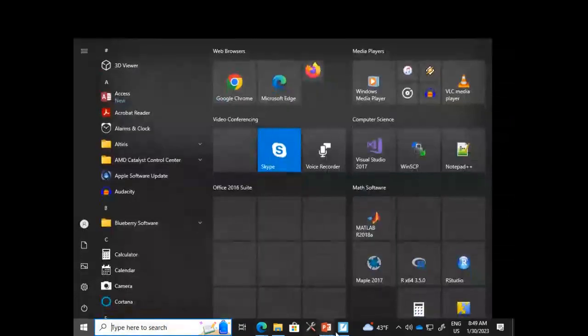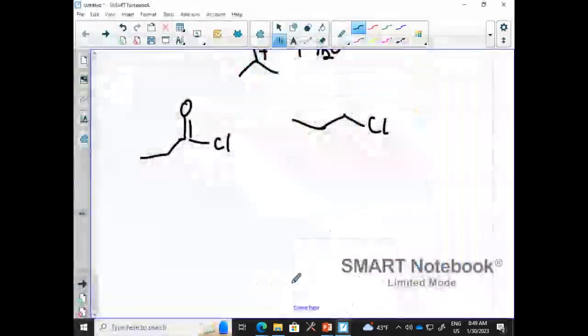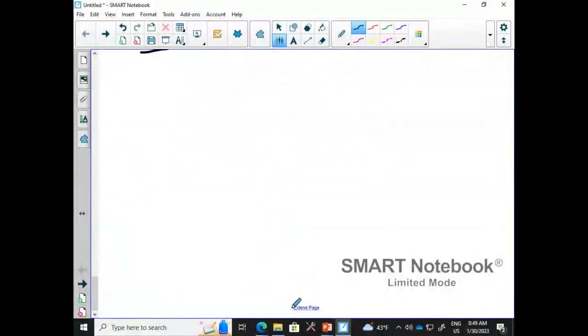So let me give you one more example of this type of reaction. Let's say we have a benzene ring. This is a faster way of showing a benzene ring.